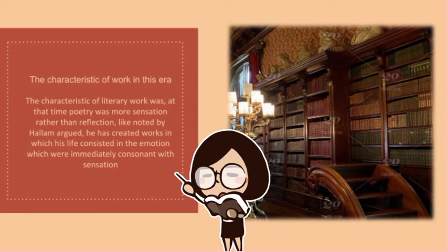And here are the characteristics of literary work in this era. One of the characteristics of literary work at the time was that poetry was more sensation rather than reflection. Like Note by Helen argued, he created works in which his life consists in the emotions which were immediately consonant with sensation, and it shows the nature of society in this era, with all the conflicts and disharmony that still continued.